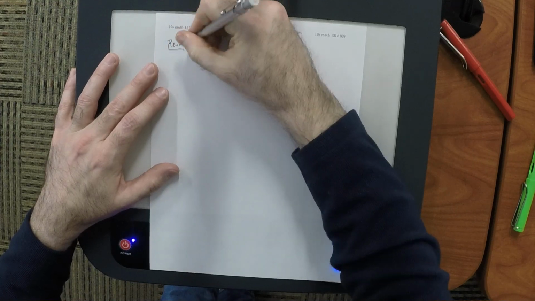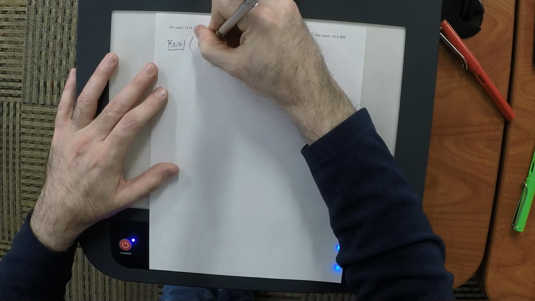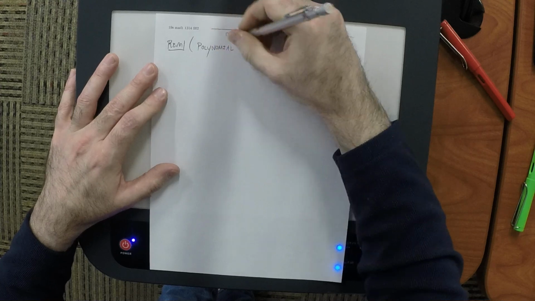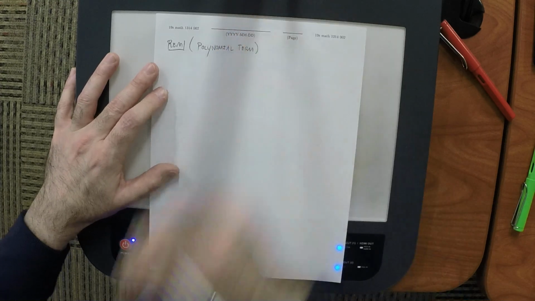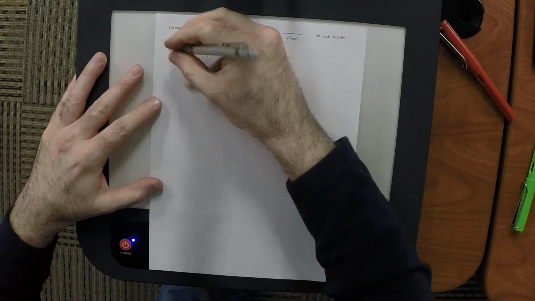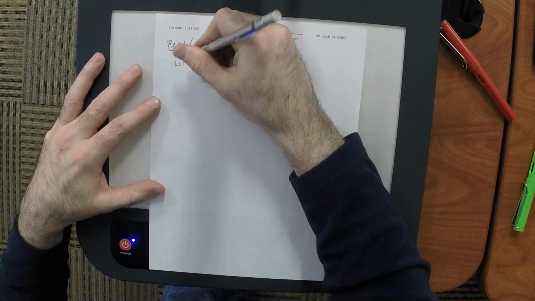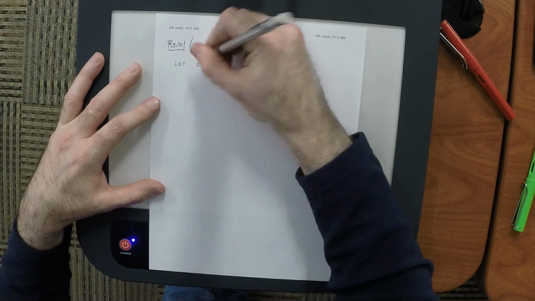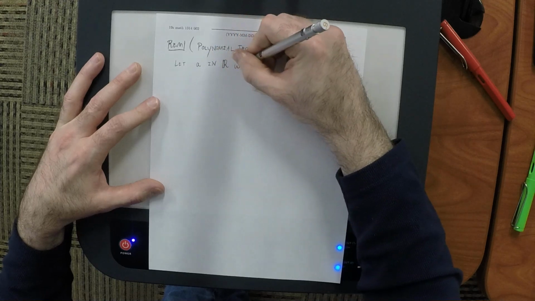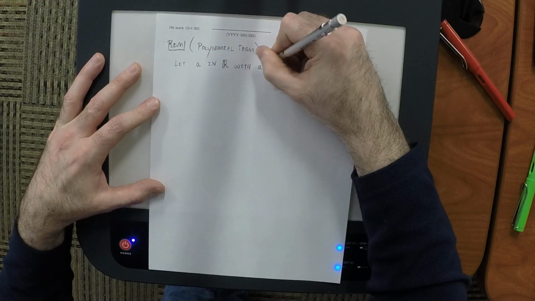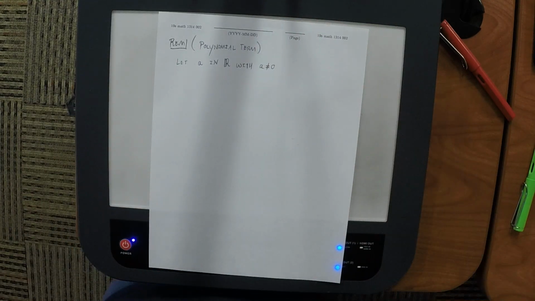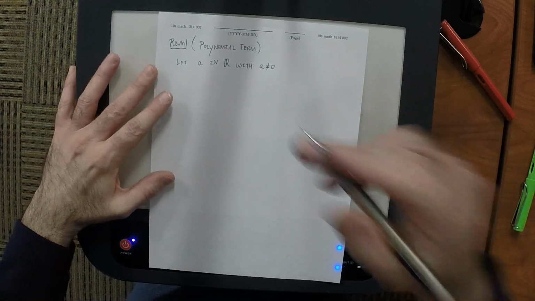Right. So now we're going to define something called a polynomial term. Okay. So here's the setup. Let A be in the reals with A not 0. So what I'm saying is that, you know, pick your favorite real number that isn't 0. Okay, so there you go.